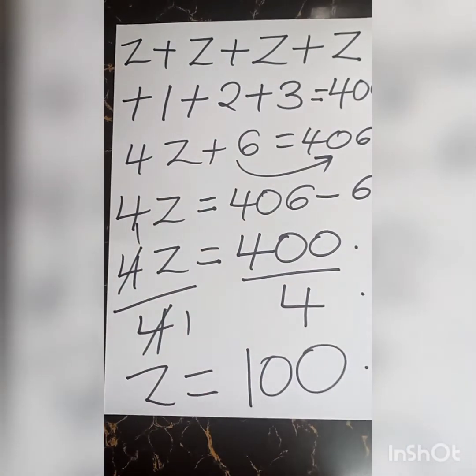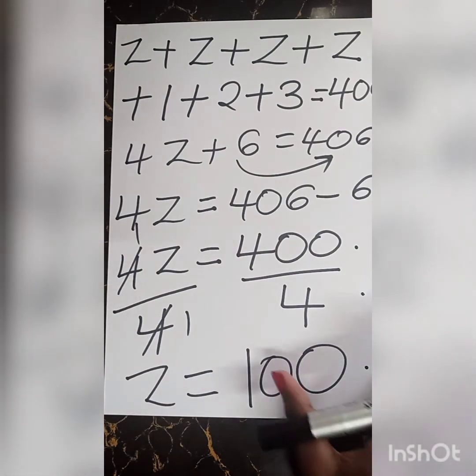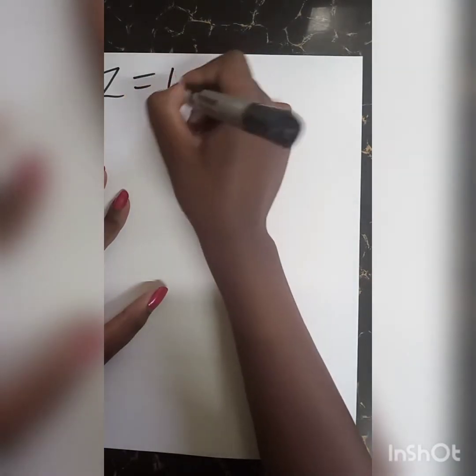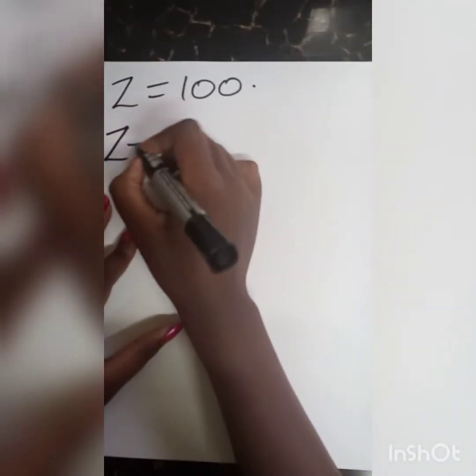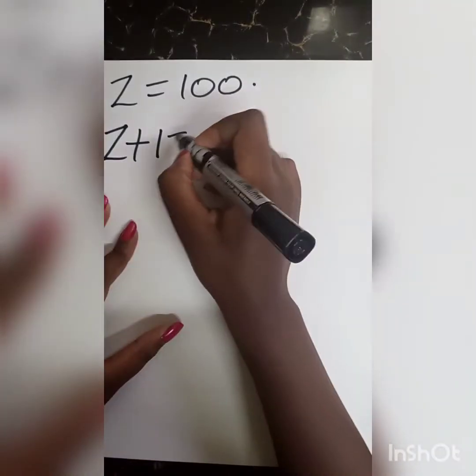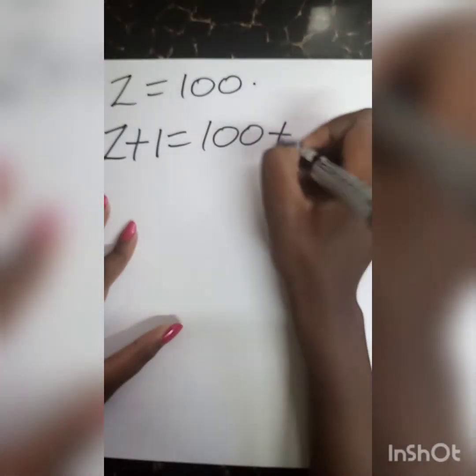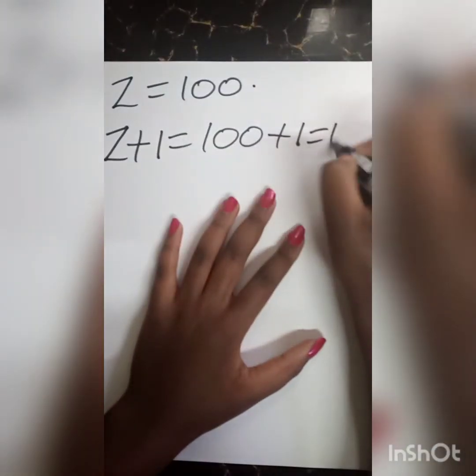So now we know that our first number, which is Z, is 100. Our first number is 100. So our second number, which is Z plus 1, will be 100 plus 1, which is 101.